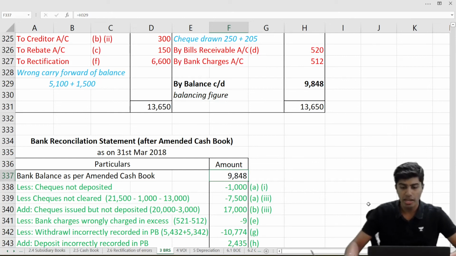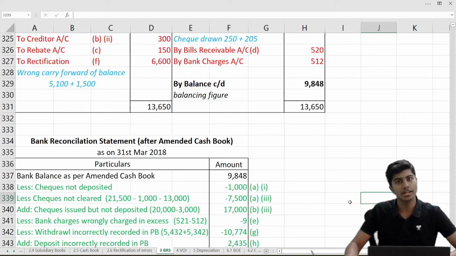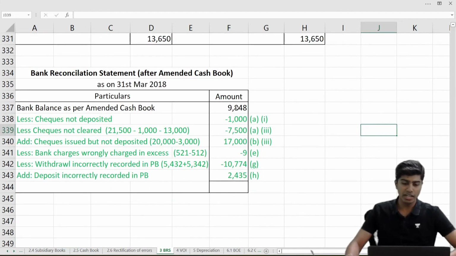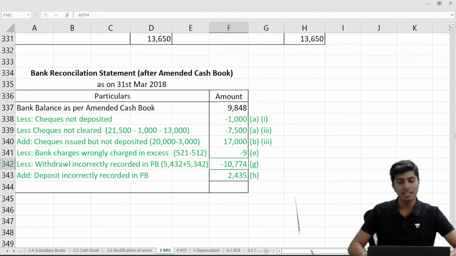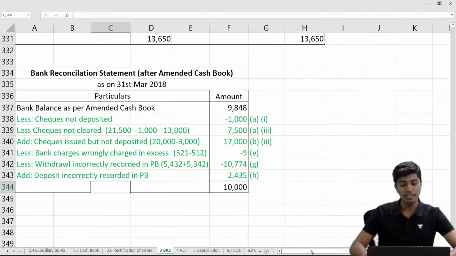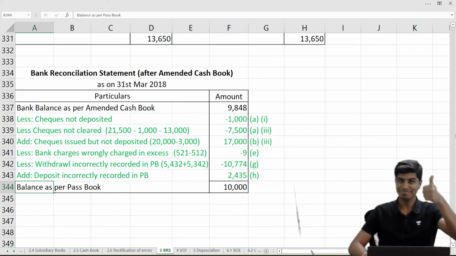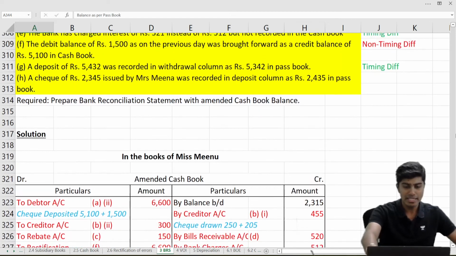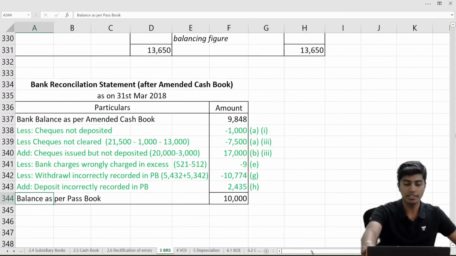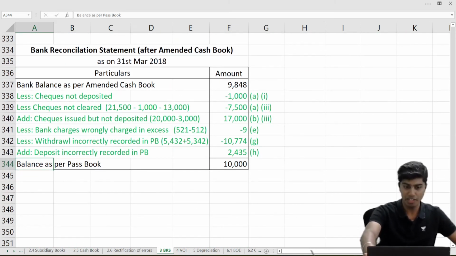balance in BRS. I would write here bank balance as per amended cash book 9,848. From this 9,848, I would deduct this 1000, deduct 7,500, add 17,000, deduct 10,774, and add 2,435 to find 10,000 rupees, which is my balance as per passbook. Got it? So this is our amended cash book and this is our BRS after amended cash book.